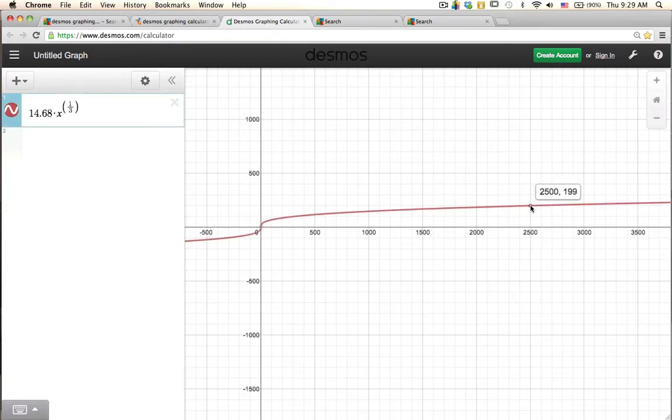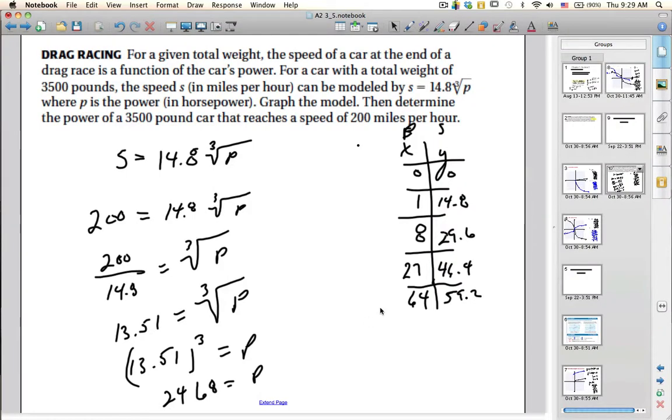I would read this as very close to 2500. That's 2500, 199. That's really close. So 2510, 200. There we go. So that's another way to go about solving the problem, but the key here is that when I'm solving this problem, I have to get rid of a cube root, so I cube both sides of the equation, and that allows me to solve. Alrighty, so that is the end of this section.